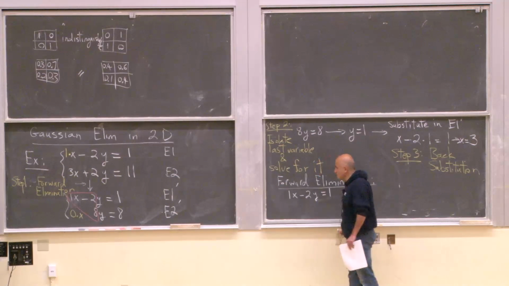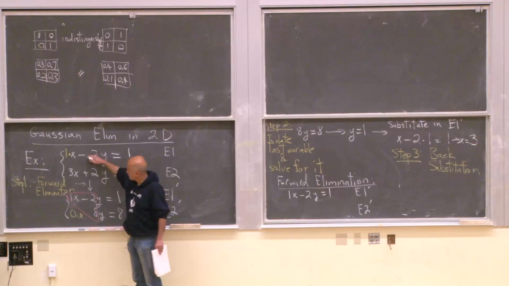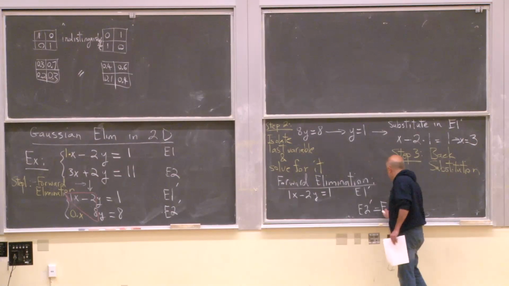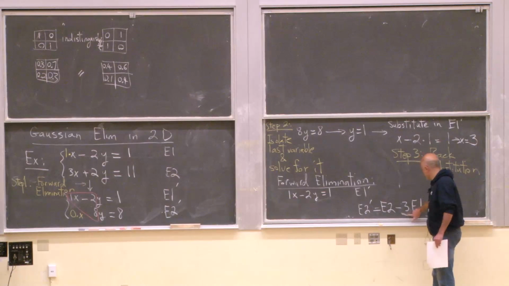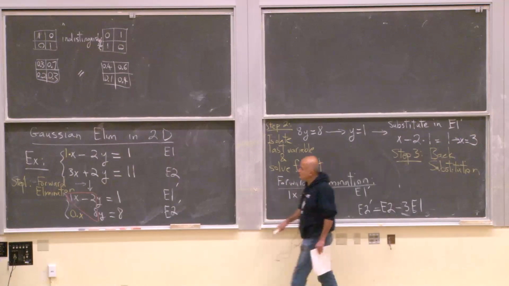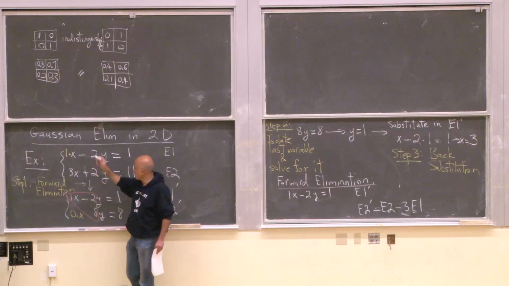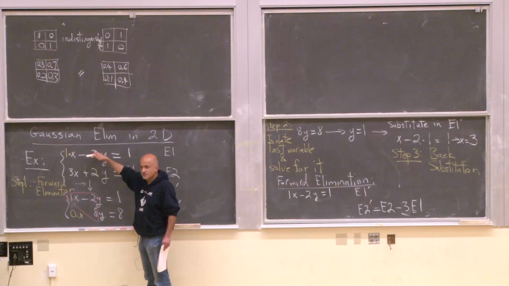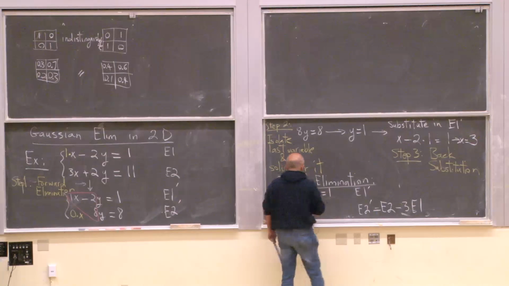How did I get equation E2 prime? So you multiply the first equation by -3. Uh-huh. And then you add it to the second equation. I add it to the second equation. So equation 2 prime is obtained by taking the second equation and subtracting 3 times the first equation. So I have 3x minus 3x. X goes away. And I have 2 minus 3 times minus 2. So 2 plus 6y, and that gives me 8y.